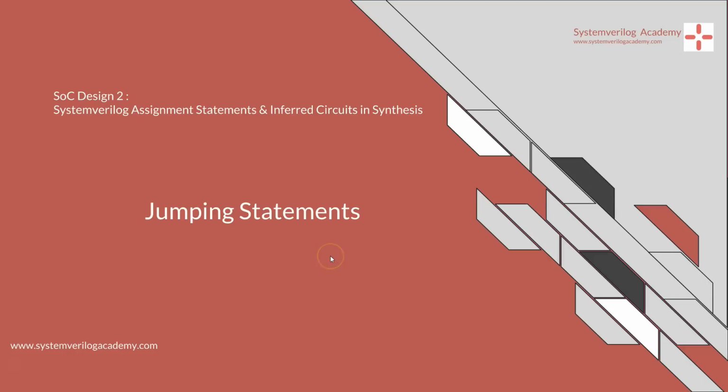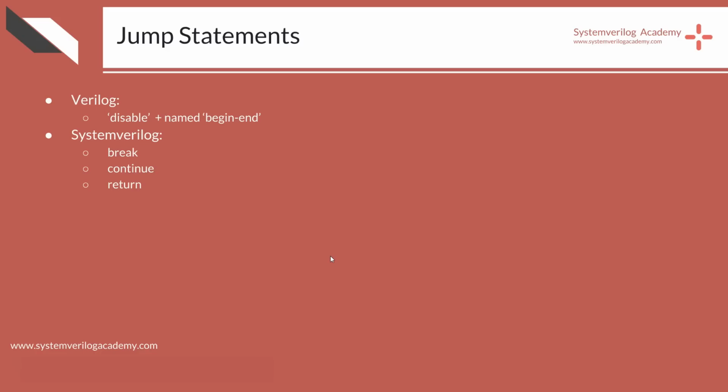Jumping statements. Verilog does not provide new explicit jumping statements, but the functionality can be achieved by the disable statement. SystemVerilog added 3 explicit jumping statements.